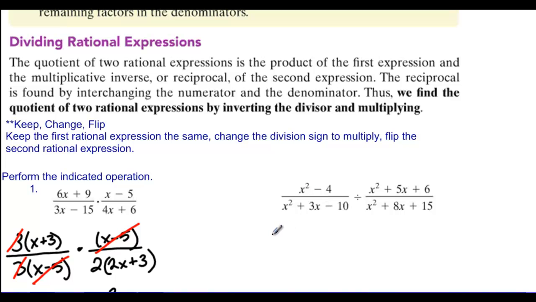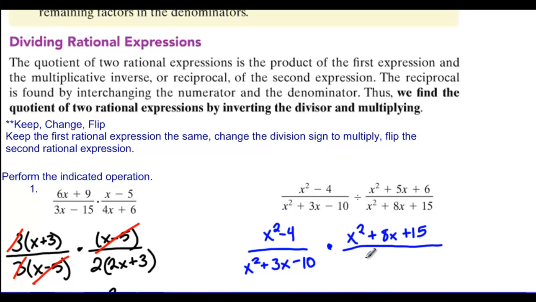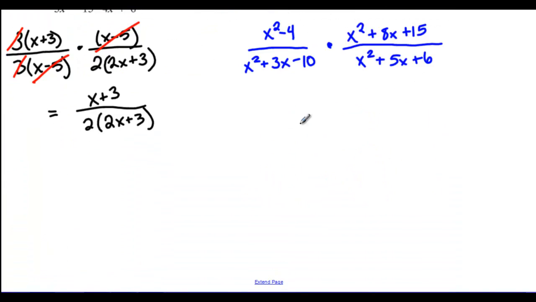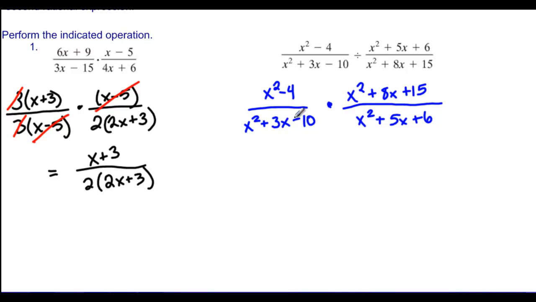So keep, the x squared minus 4 stays the same, over x squared plus 3x minus 10. We're going to change from division to multiplication, and we're going to flip. So what was the denominator becomes the numerator, x squared plus 8x plus 15 over x squared plus 5x plus 6. And now we're going to want to go through and factor the numerators and denominators, or the tops and bottoms, of both of these rational expressions.